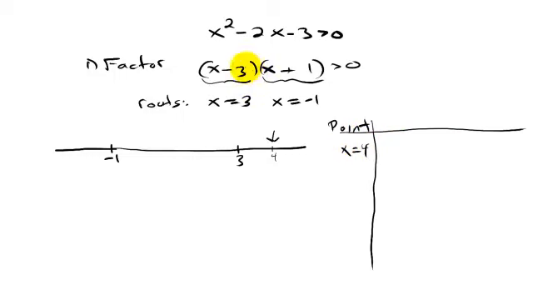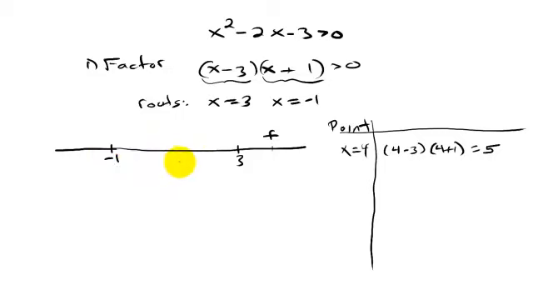We're going to plug it into the equation. Now you can plug it into the original equation, or the inequality, or you can plug it into the factored form. The factored form is usually easier. Just make sure that it's factored correctly. Okay, so 4 minus 3, 4 plus 1, that's 1 times 5, that's 5. Which is positive, right? 5 is a positive number. So that means in this region, we are positive.